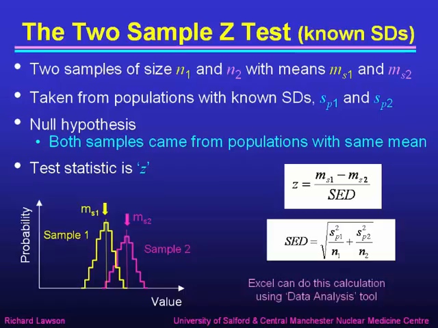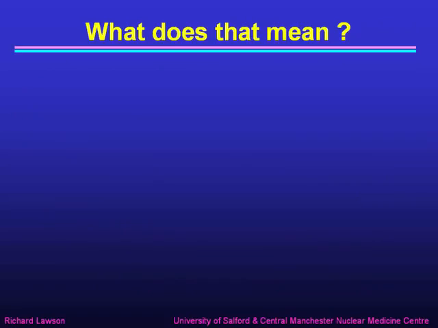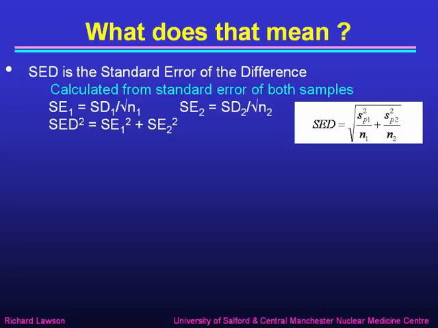Excel can do this calculation using its data analysis tool, so you don't need to worry too much about the details of the calculation. But let's see what it means in practice. SED, the standard error of the difference, is calculated from the standard error of both samples. So the standard error of sample 1, as always, is the standard deviation of sample 1 divided by the square root of n1, the square root of the number in that sample, because as always the standard error is going to be less than the standard deviation, and the more there are in our sample, the smaller the standard error, the more precise our measurement becomes.